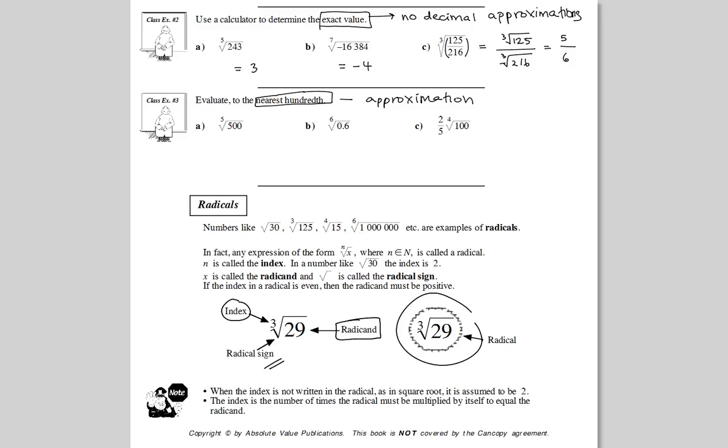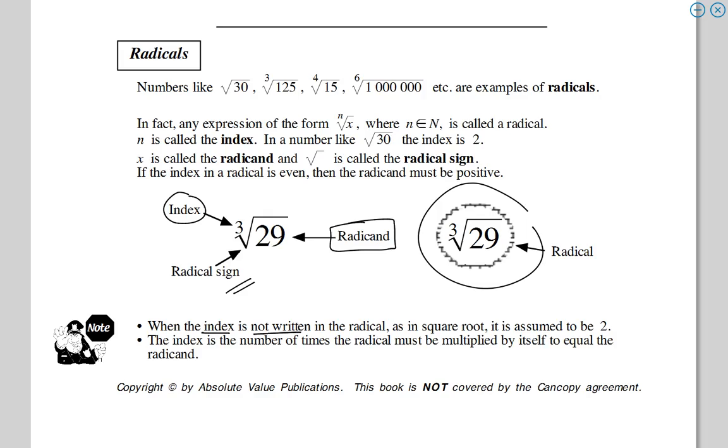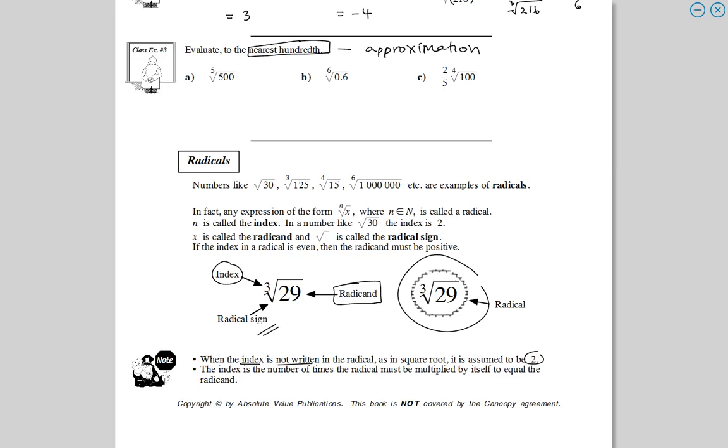So stop note at the bottom. When the index is not written, it's a 2. And that bottom note, you should know that one.